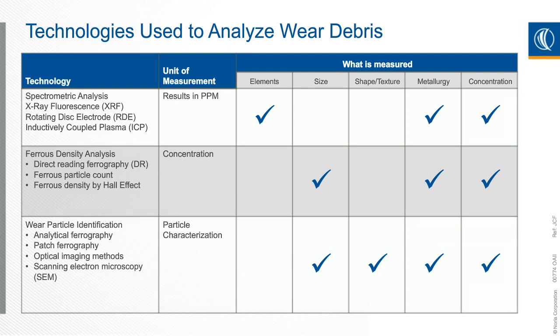All those results are going to be presented in parts per million. There's going to be some limitations there, which we'll talk about in a second. Ferrous density analysis, your ferrous particle counting, will tell you the overall concentration of those ferrous particles. Typically, that's what wear debris will be if it's a ferrous metal. And this analysis will be able to show not just the smaller particles, but also the larger particles.